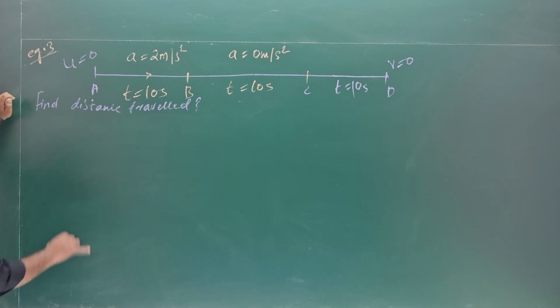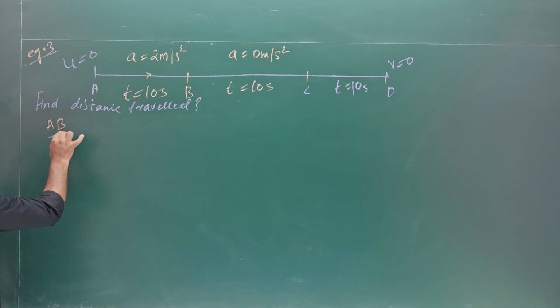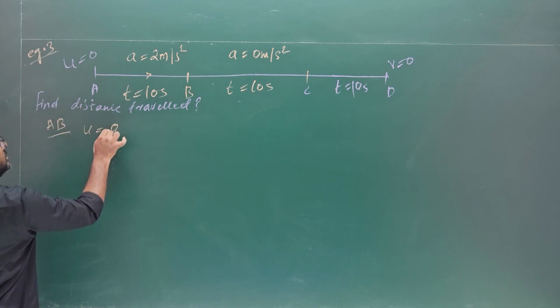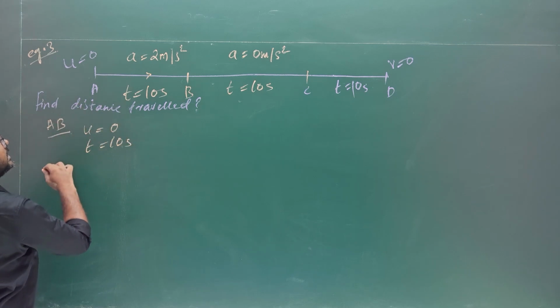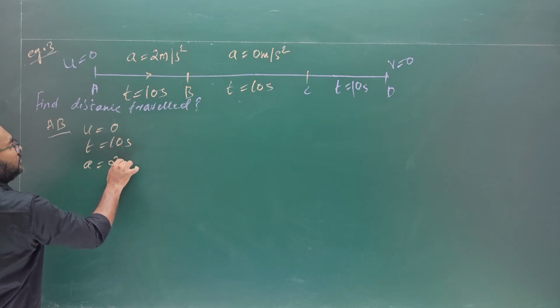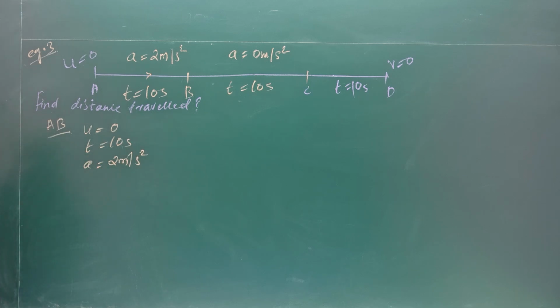So, the distance from A to B. Let us find A to B first. For A to B, U is how much? 0. Time is how much? 10 seconds. Acceleration is how much? 2 meter per square second. We are going to find distance now. Distance and displacement will both be the same in this one. Why? Because the body started and moved in a straight line and never stopped in between.